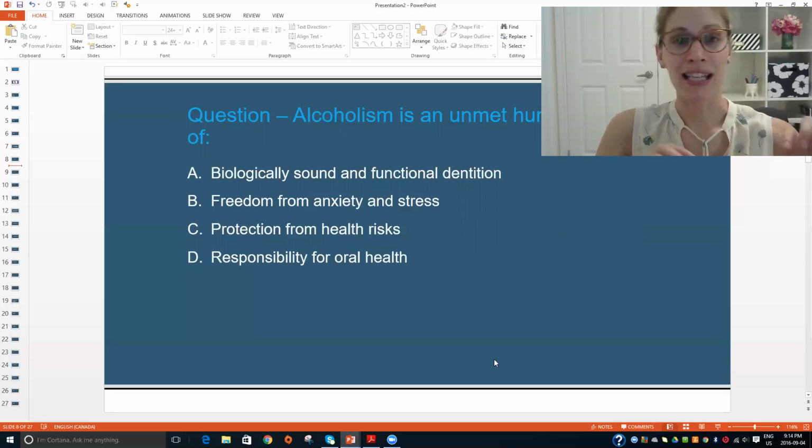Because remember, in the case study, it talks about she is a heavy drinker. So I'm not saying she's an alcoholic, but, you know, in this question, it's just simply asking about alcoholism. So even if she's a heavy drinker, she may not be an alcoholic, but being a heavy drinker isn't healthy, right? So that is an unmet human need of one of these. So what do you guys think?